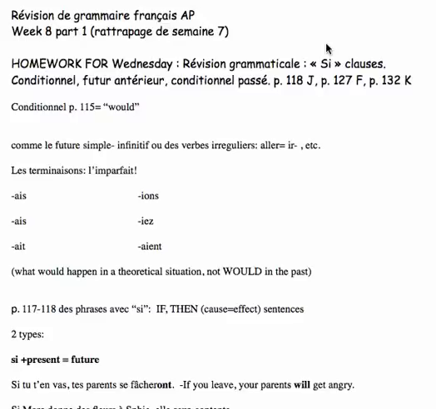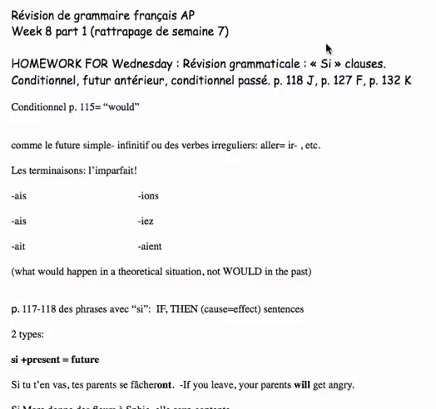Ok, donc là, on va parler des phrases principalement avec si. So si clauses, sentences with if. So this is similar to English. We've got a couple of different kinds of sentences. One of those involves the conditionnel.